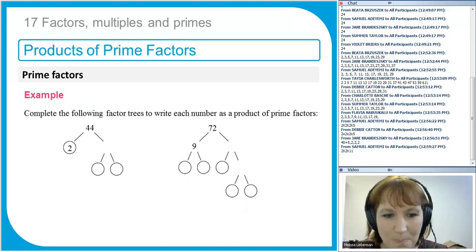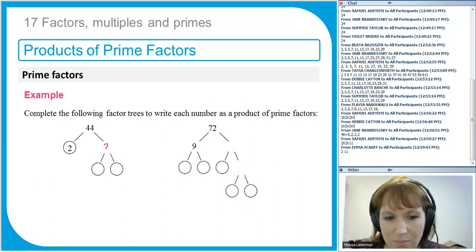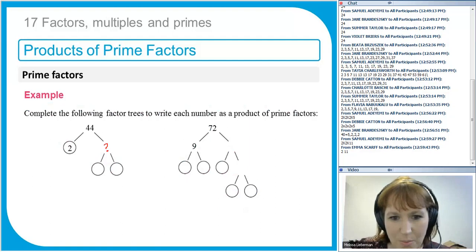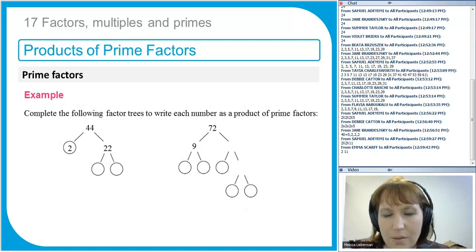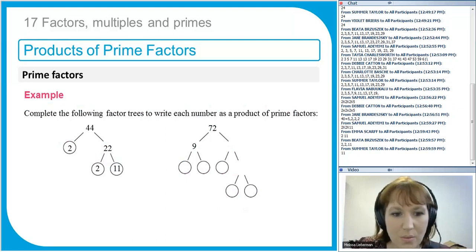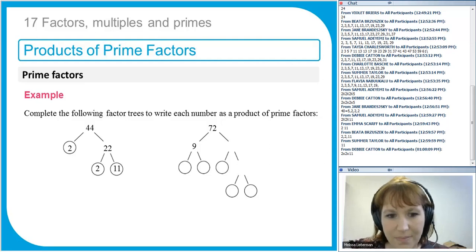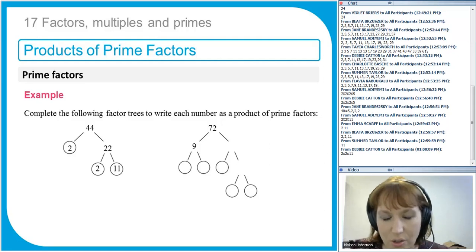So here we've got 44. So they've given us the 2. So we need to sort of say, well, 2 times what equals 44? So we'll fill this in first. 44 divided by 2 is 22. So that missing number must be 22. So we'll put that in there. And then what 2 numbers multiply together to give us 22? Well, we can either put 2 times 11 or 11 times 2. It doesn't matter what way round they go. So we just fill those in like that. And that's our prime factor form for 44. 2 times 2 times 11. We just multiply together the numbers that have got a circle around them.